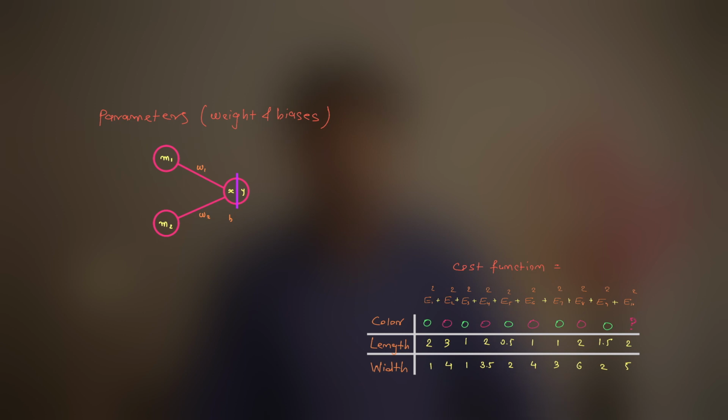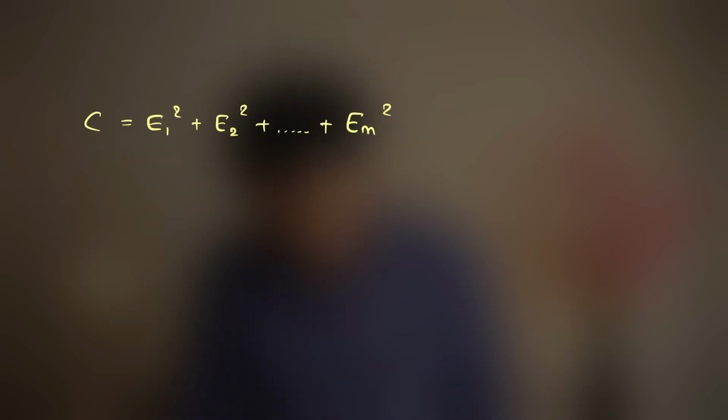Hello friends, in the last video we ended up with a cost function. The cost function is an error function, and in formula, cost function is equal to e1 square plus e2 square plus dot dot dot up to en square. Here error is equal to actual value minus predicted value, where the actual value is coming from the data, so we can't change it, and the predicted value we can decide.